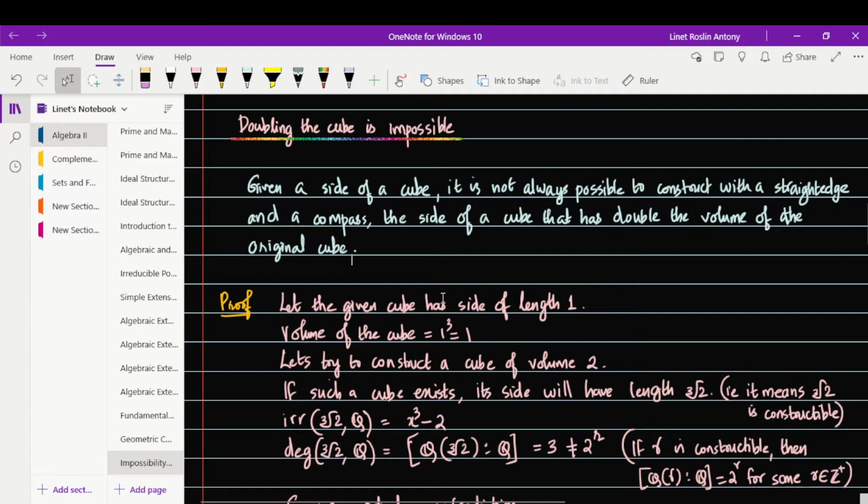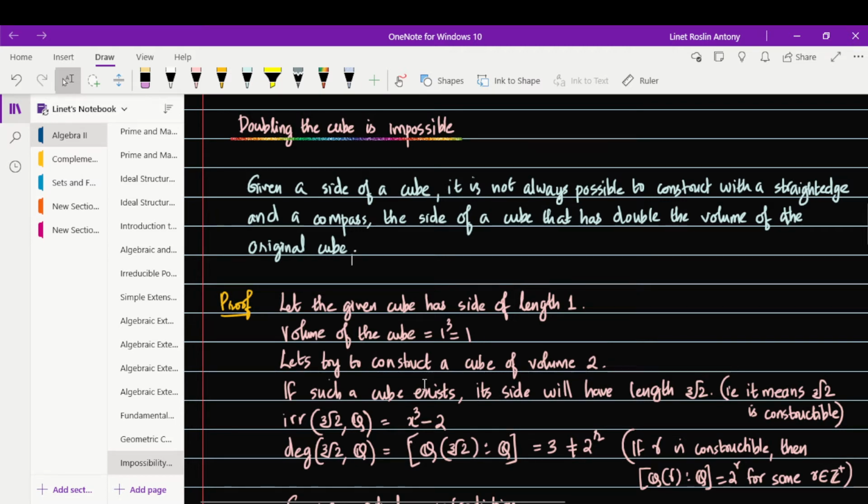The cube we have to take has a side of length 1. So we know that the volume of this cube will be 1 cubed, that is 1. So let us try to construct a cube of volume 2. This original cube had volume 1, so we have to double the volume and form a cube having that double the volume. The double the volume will be 2 here, so we have to construct a cube of volume 2.